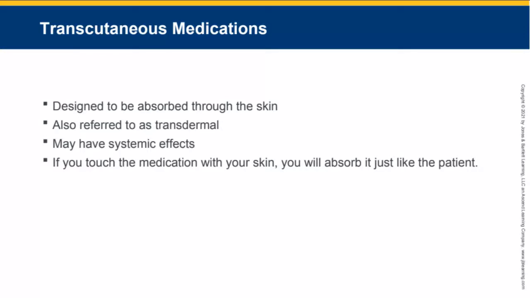Transcutaneous medications, also referred to as transdermal medications. These are absorbed through the skin, and many transdermal medications have systemic or whole body effects. For example, again, your nitroglycerin patch. When you put the patch on somebody, it relieves the chest pain associated with angina. If you touch the medication with your skin, you as the EMT will absorb it, and the effects will be just like that in the patient. So you have to wear a glove.